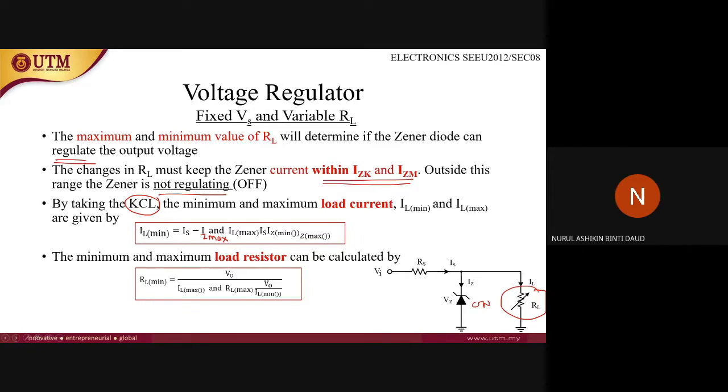Can VL become exactly 50? I'm not sure. It depends on what the minimum value of the current in the Zener diode is. There is a chance VL becomes exactly 50, but usually it will not, because it depends on the minimum value of the current flowing inside the Zener diode. I want to show you the exact formula because it is lost here.